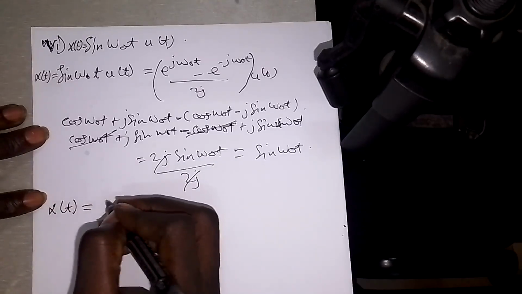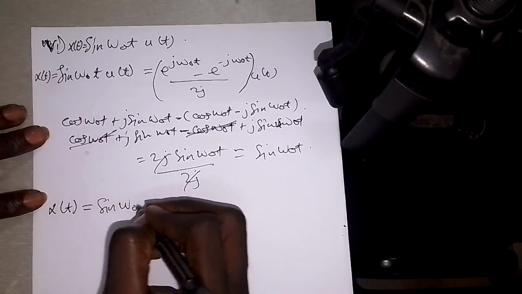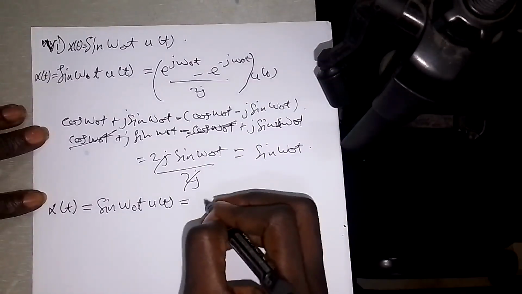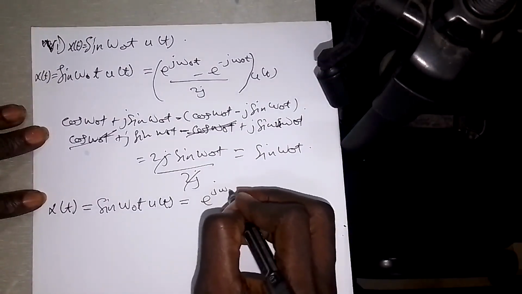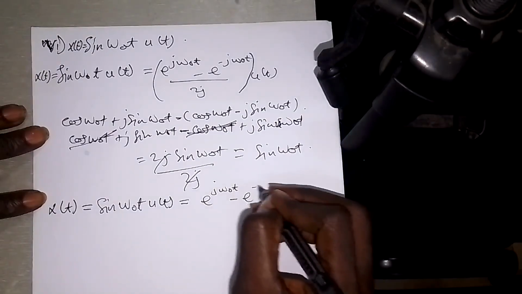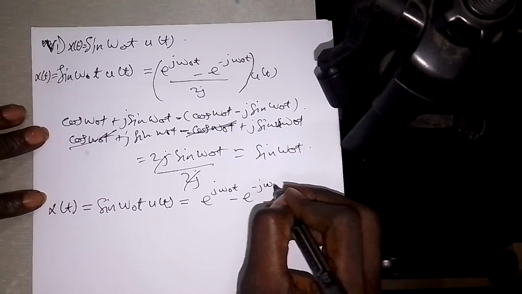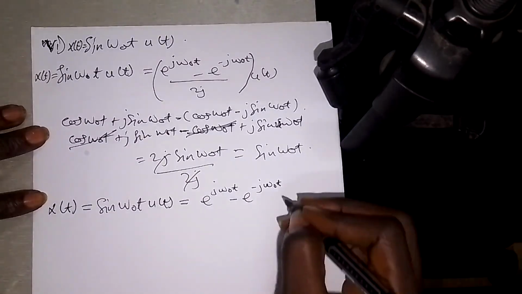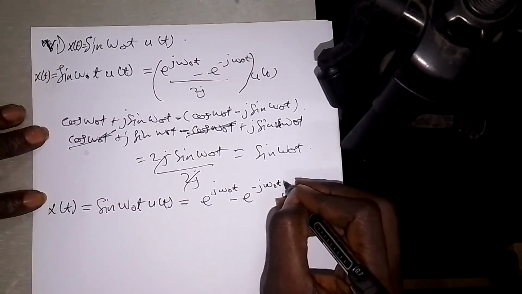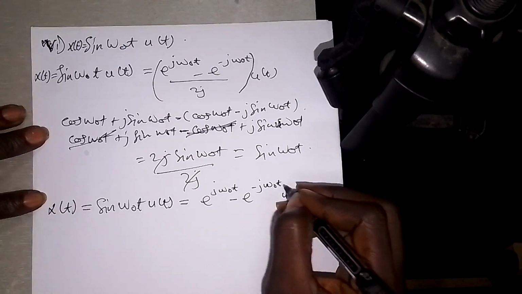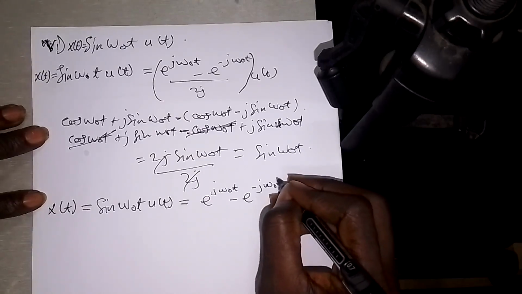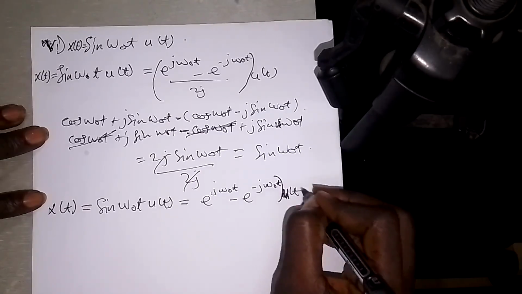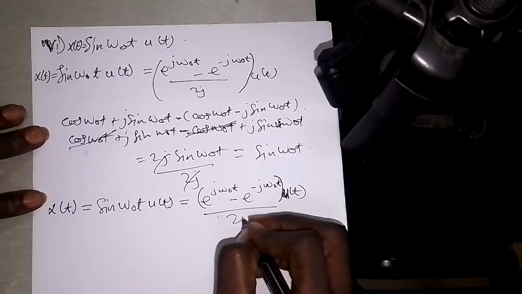x of t, which is equal to sine omega naught t into u of t, is equal to e to the j omega naught t minus e to the minus j omega naught t, into u of t. Here, please let me bring the u of t so that I can bring my 2j here.